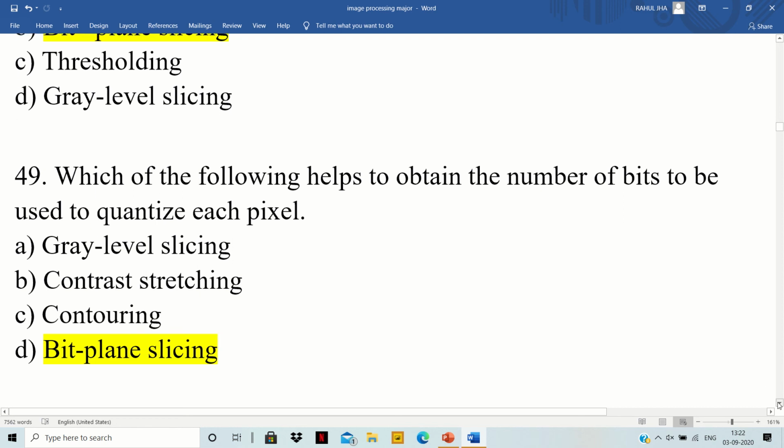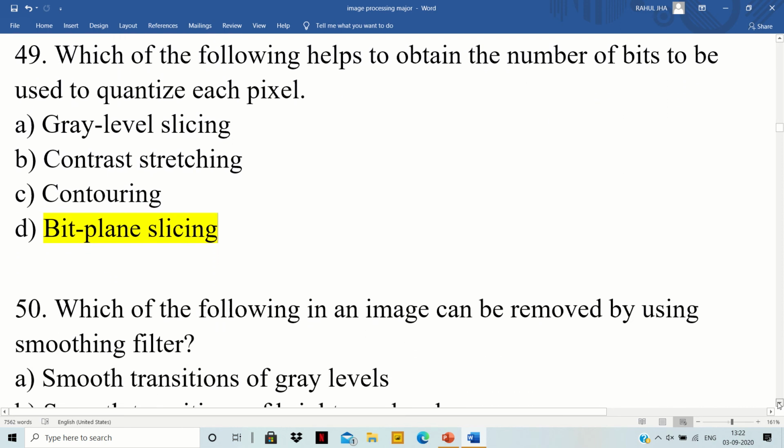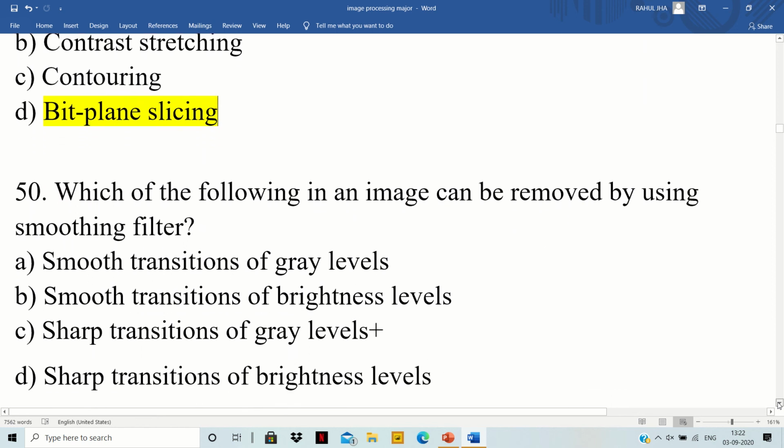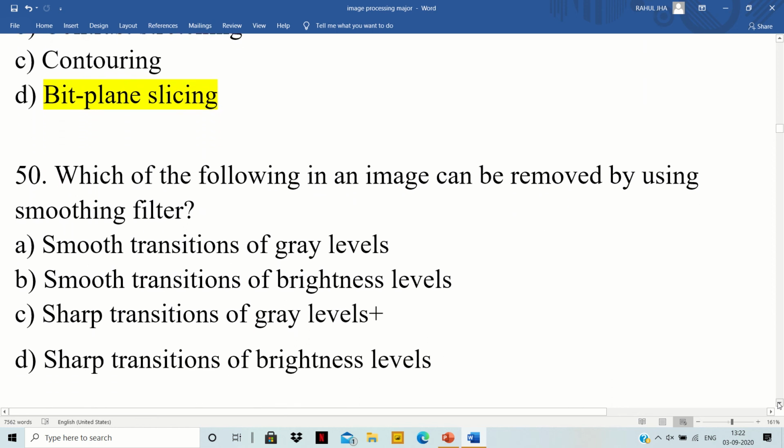Next question. Which of the following in an image can be removed by using a smoothing filter? Option A is smooth transitions of gray levels. Option B is smooth transition of brightness levels. Option C is sharp transition of gray levels. Option D is sharp transition of brightness levels. The right answer will be C, sharp transition of gray levels.